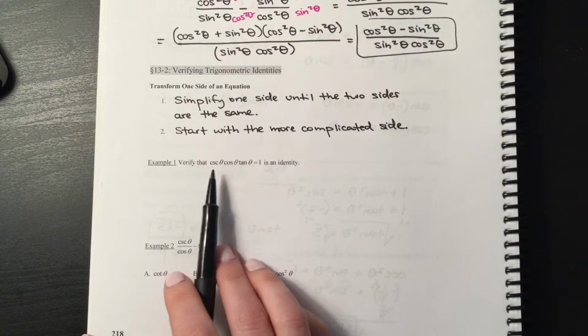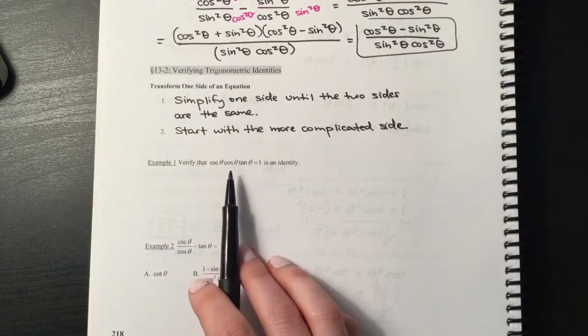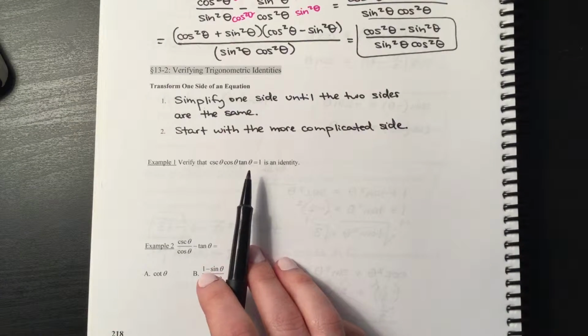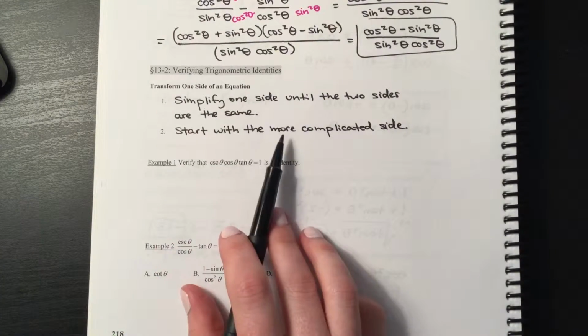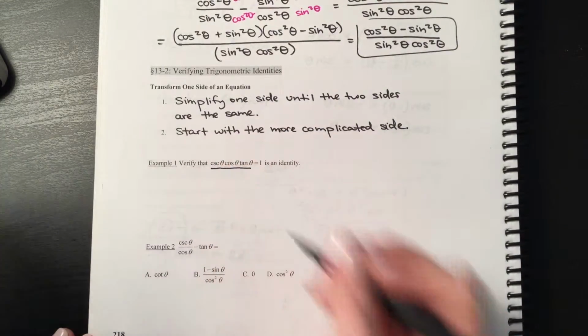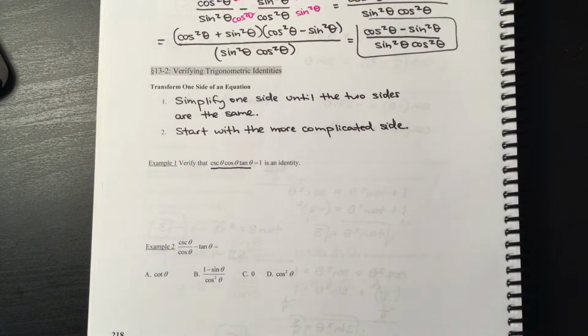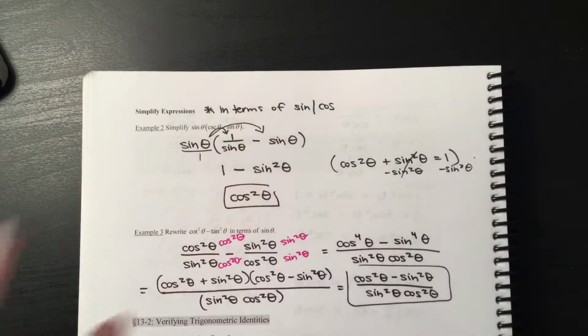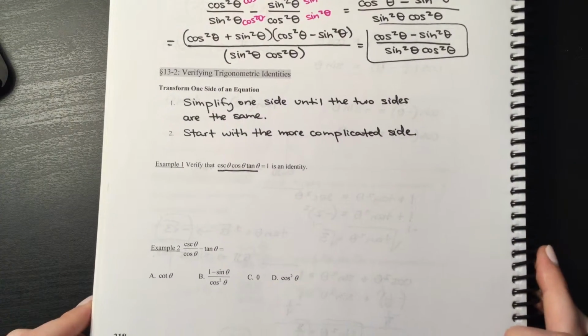Okay, so this first example, we're going to verify that this is true, which basically means we want to prove that no matter what you plug in for theta, this is going to be a true statement. So we want to simplify one side until it looks like the other, starting with the more complicated side. So of course, the more complicated side is this one right here. The main technique that you're going to be using is one we learned about in the last set of notes, which is to write everything you can in terms of sine and cosine. So we're going to be using some of the identities that we learned in the last video as well.